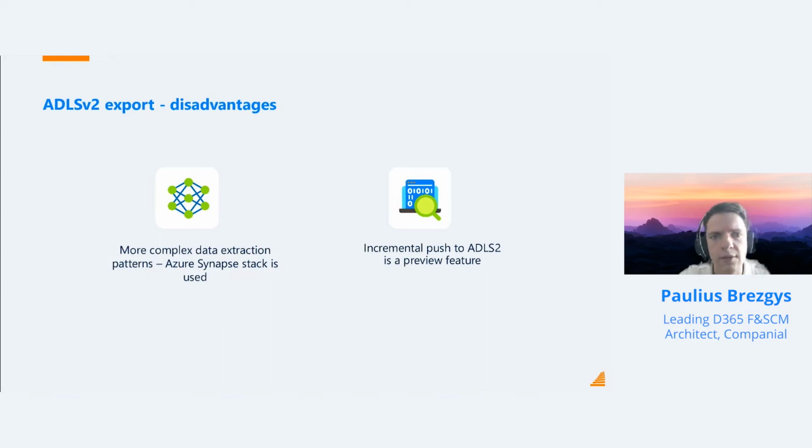And the other disadvantage that I had here is incremental pushes. As I mentioned, right now it's only a preview feature, so it's not there yet. So if you have live implementations, probably you don't want to use that yet because it's preview. But if you're implementing right now and planning on go live maybe in the second half of the year, you should talk with Microsoft and probably you could use the incremental push to data lake.